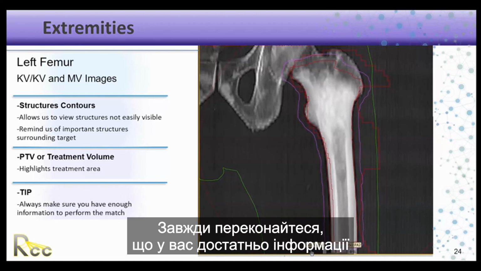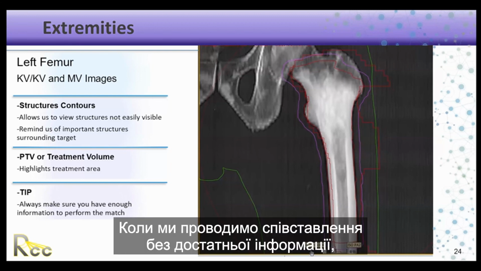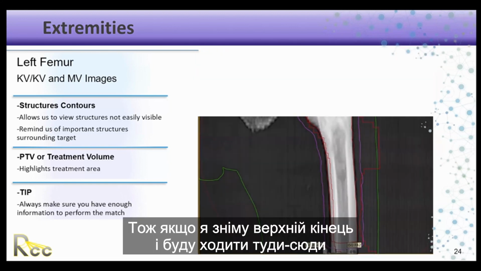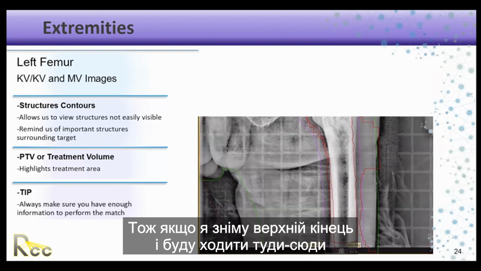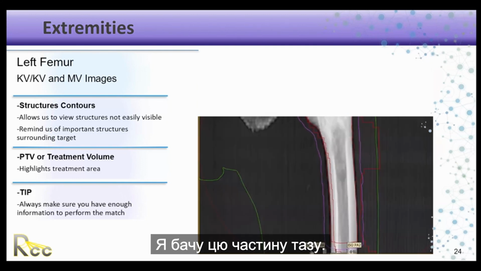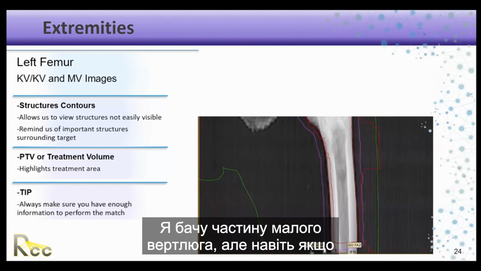Always make sure you have enough information to perform your match. When we perform matches without enough information, we start playing a guessing game. So if I remove the top end of this and go back and forth and look at it, I'm missing a lot of critical landmarks. I can see part of the pelvis. I can see part of the lesser trochanter there.